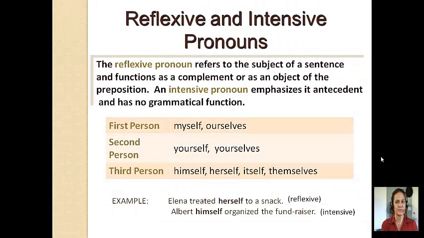So for reflexive and intensive pronouns, you just have to remember it deals with the self pronouns, and you need to analyze how it's being used in the sentence to determine if it's a reflexive or an intensive pronoun.